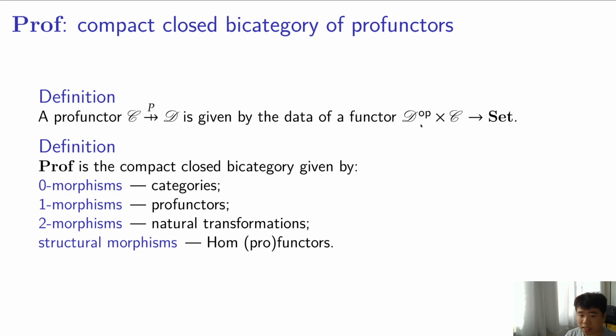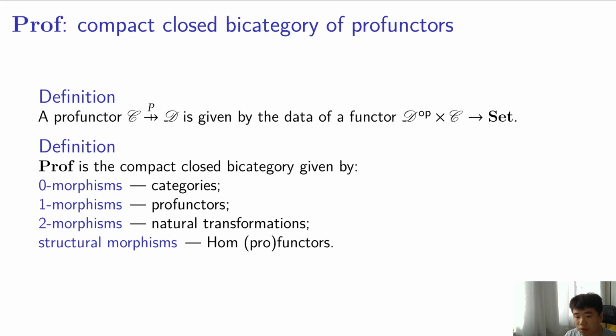The prototypical example of a profunctor is a Hom functor. So suppose you have an endoprofunctor on C. That's precisely given by the data of a functor C^op times C to Set. And the natural choice for this is the Hom functor. These are pretty important profunctors. They give the identity profunctors, and also they generate all of the compact structure of Prof as a compact closed bicategory.